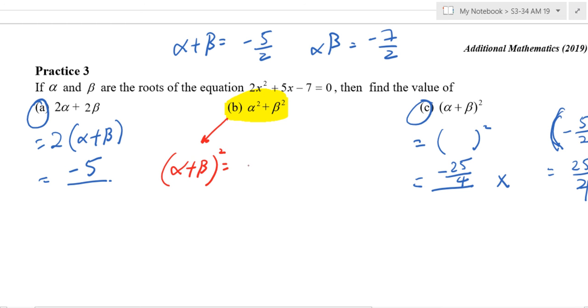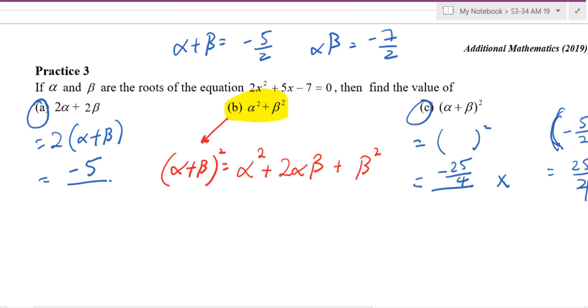Faiz, help me. How to expand? Good. Go on. Expand it. Alpha squared plus beta squared. Anyone confused?